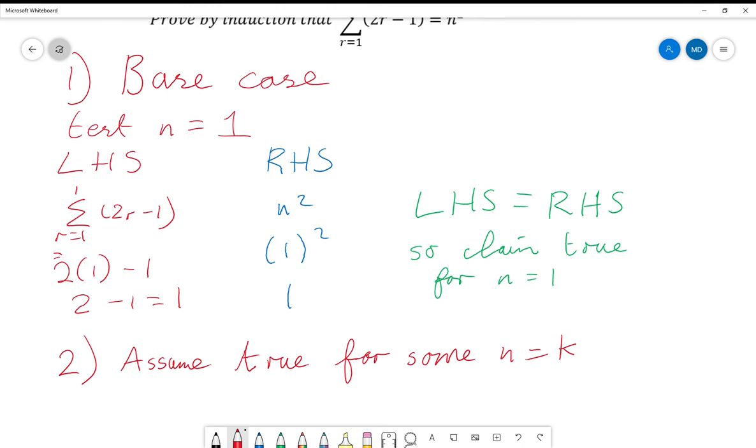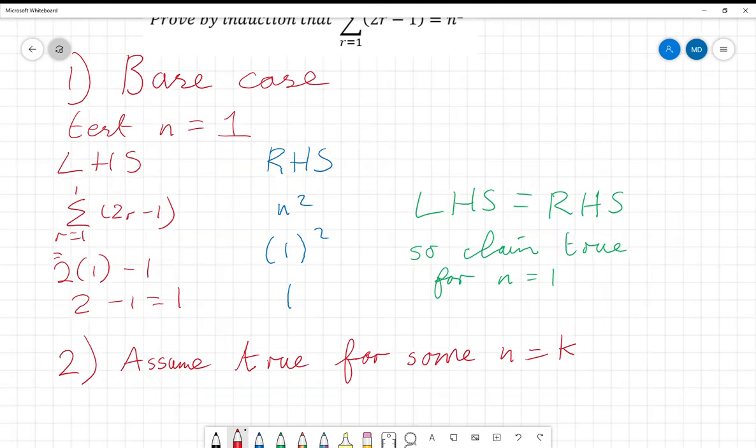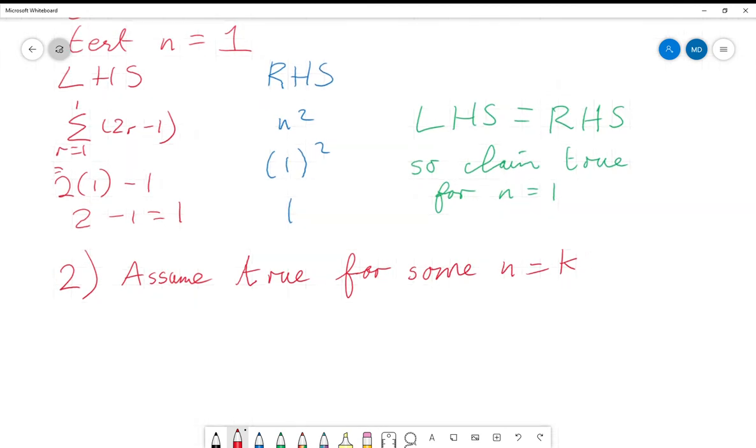So we're assuming it's true for some n equal to k, which it is. It's true for n equals 1, but we're using k because we want this to work for every number. It doesn't matter what k is. So if k is 3, we want to show that it proves 4. If k is 17, we want to prove 18. So that tells us that the sum from r equals 1 to k, because remember our n is k now, of 2r minus 1 is equal to k squared.